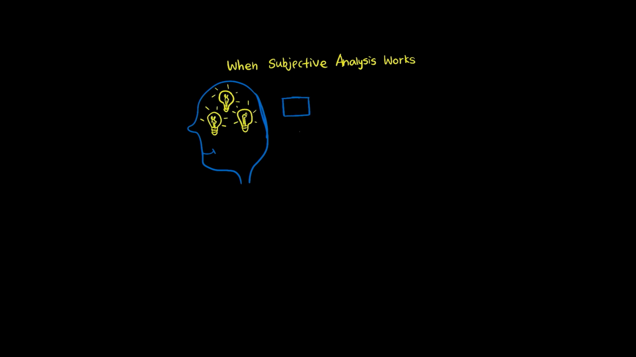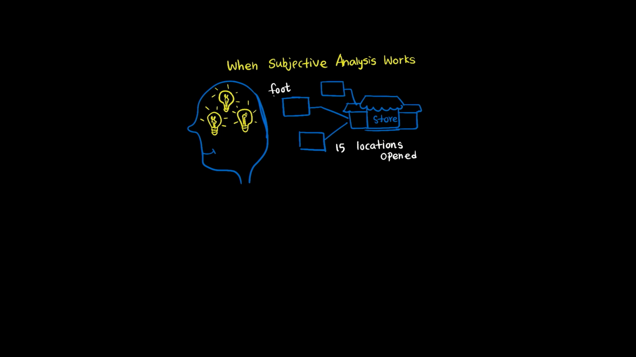Subjective analysis might seem less rigorous than number crunching, but it has its place, especially when managers have extensive similar experience. Think of a veteran restaurant manager who's opened 15 locations. When scouting a new site, they might instantly sense whether it will succeed. They notice subtle cues. This intuition isn't random. It's pattern recognition built from years of experience.